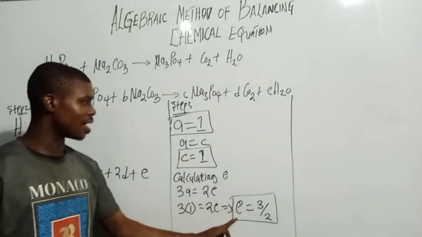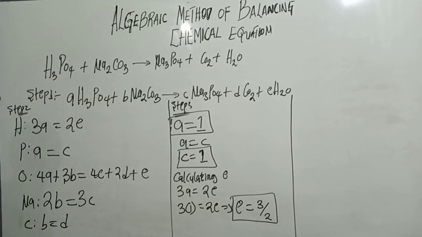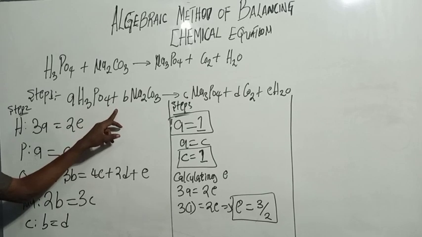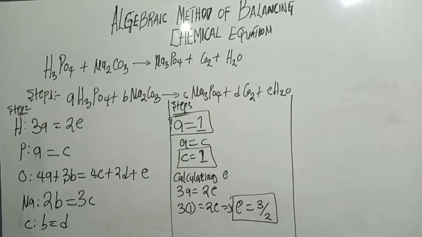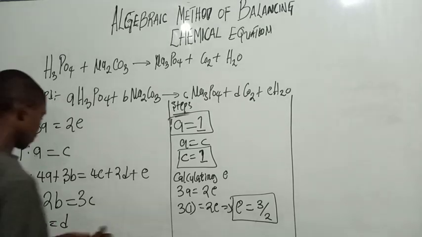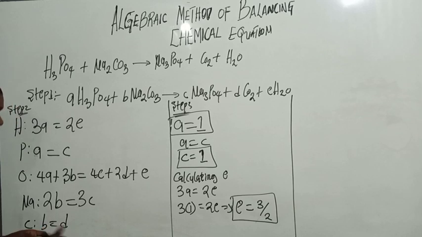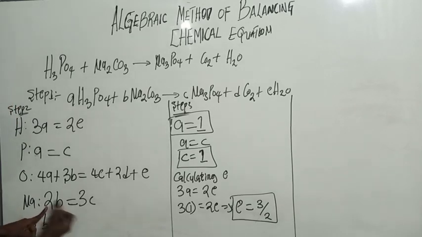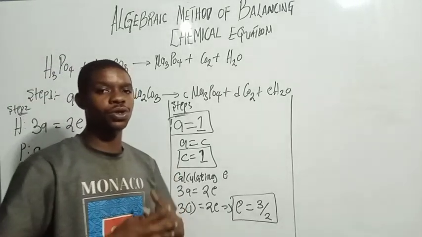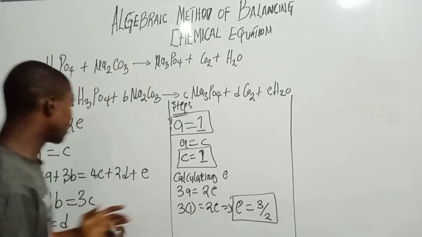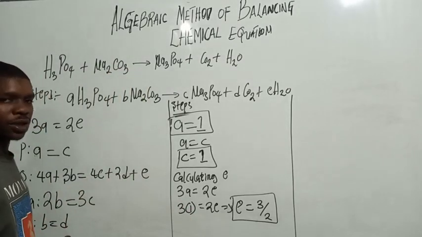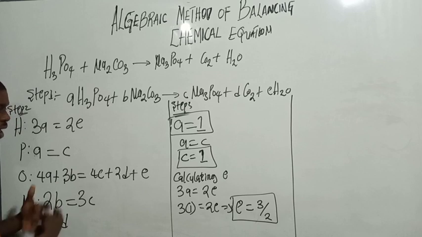So then I have A, C, and E. What is left is B and D. So how do I get my B? Remember, here we have 2B equals 3C. You always look for the equation you can easily calculate. Look at the equations and see the one you can easily use and calculate. It does not mean that you must use everything.